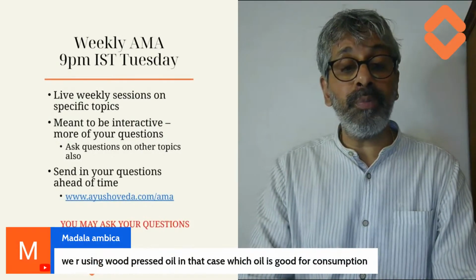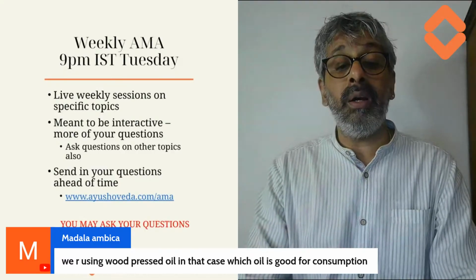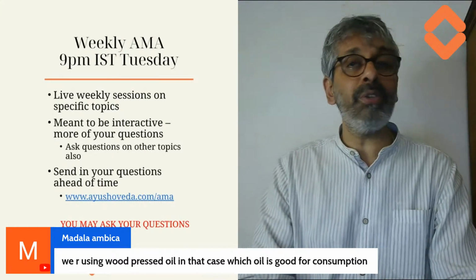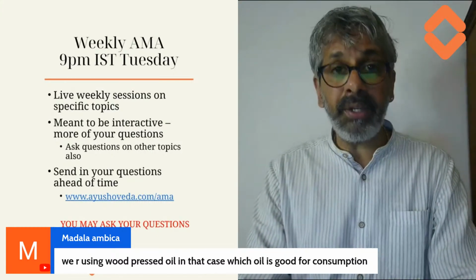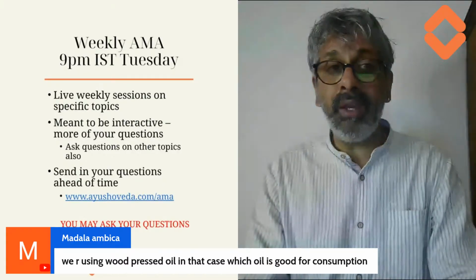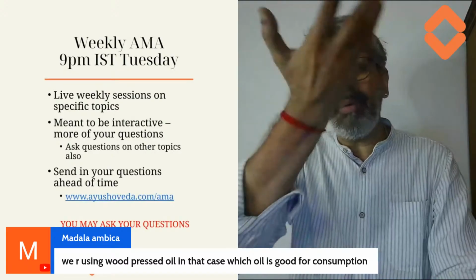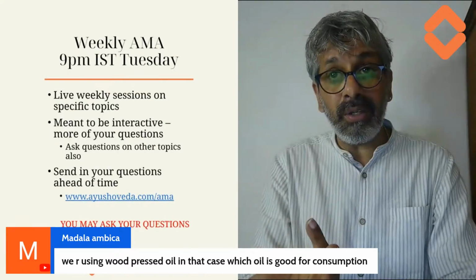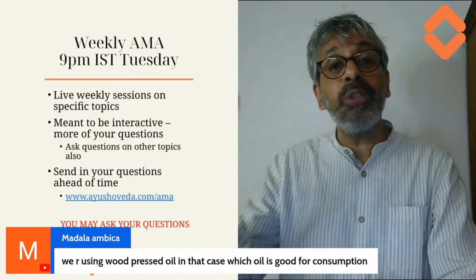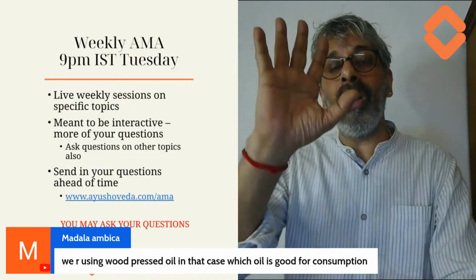We are using wood pressed oil in that case. Yeah, wood pressed oil is, see, I can't say this oil is good or that oil is good. Whichever oil you're used to genetically, traditionally, that oil is the best oil for you. For me, coconut oil. People in Tamil Nadu, sesame oil. If you go to Punjab, it can be sarson ka tel, mustard oil. Different areas use different oils, like groundnut oil. Use that oil. There is nothing like good oil, bad oil.